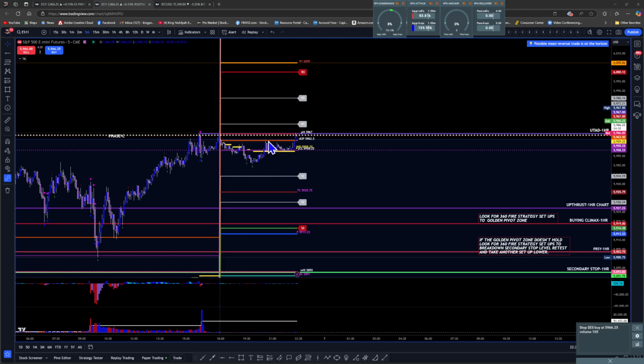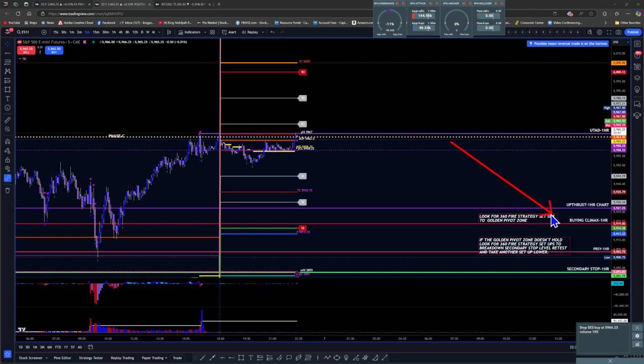So basically, I don't think I'll chase it now. If I do get a bowling green somewhere around R1 to R3, it's not really something I want to take. I'd rather look to see if we get that black sun strategy right there. It's a counter trend trade I'll be looking for, just in line with my theory, right? At this level, if we start breaking down this golden pivot zone, I'll be looking for a 365 strategy setup at the golden pivot zone right here.